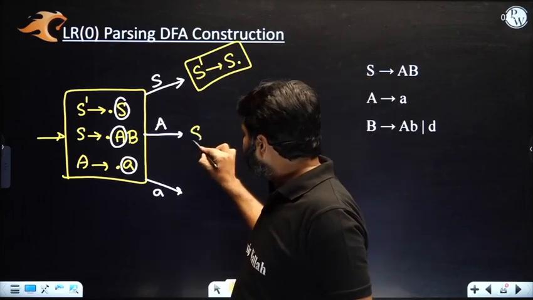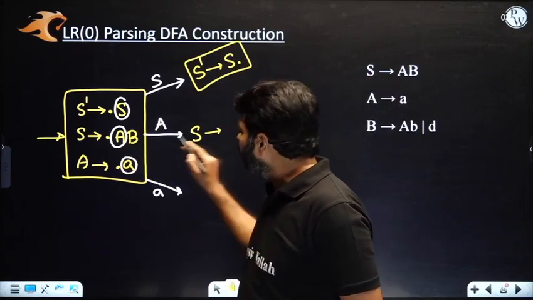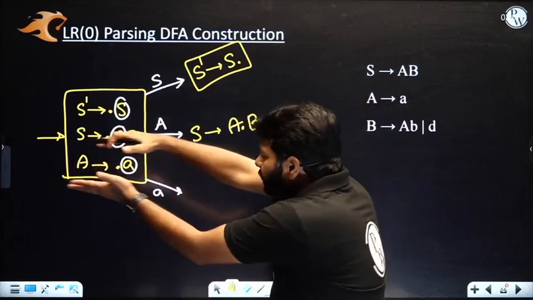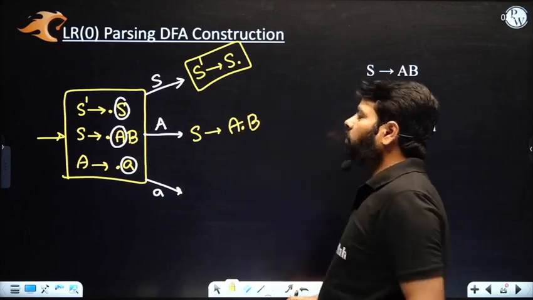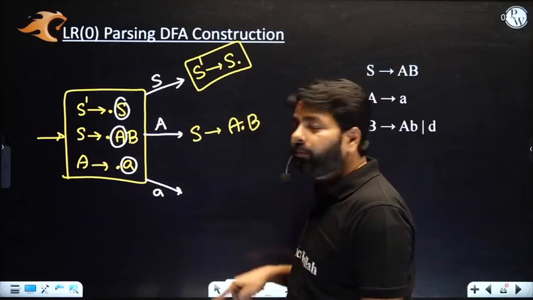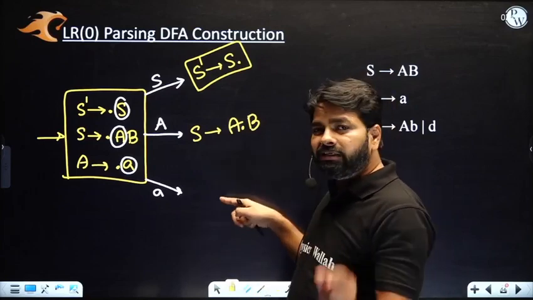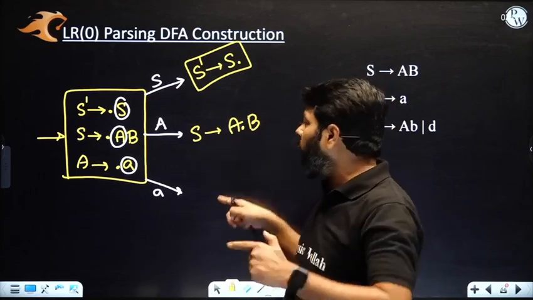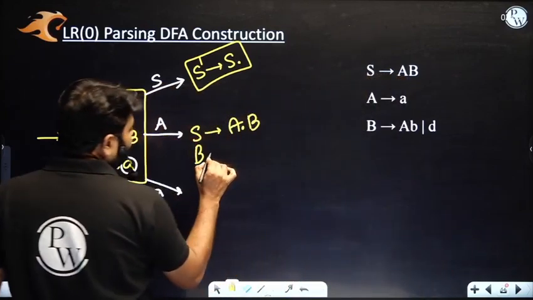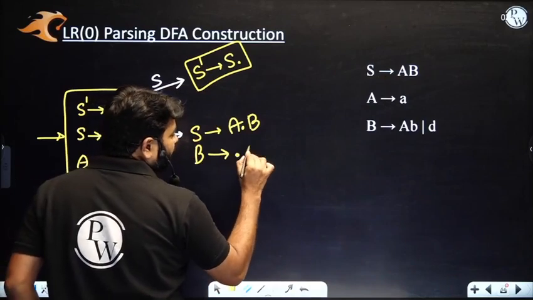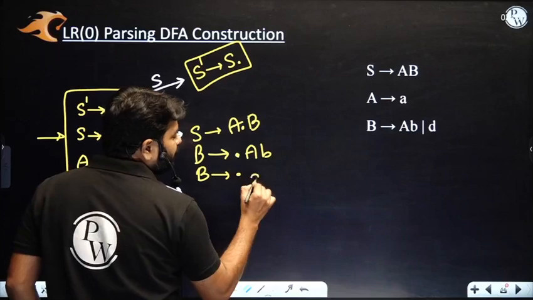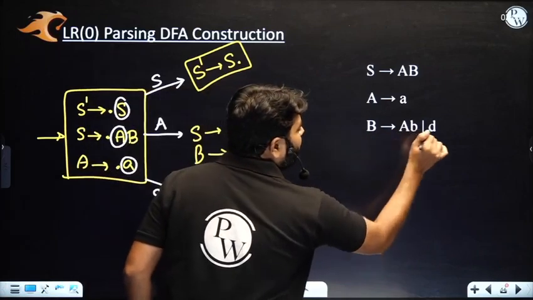Here S derives, read the A, so the dot will move to the next of the A. That is it. We move it and then apply the closure. What happens? Oh, capital B, a non-terminal. So, you need to write all the B productions. Why? Because the next symbol is a non-terminal. I need them to understand. So, B productions, how many are there? 2. So, oh, it is going bigger. B derives dot AB, B derives dot D. Because 2 productions are there, we keep the dot in the beginning.